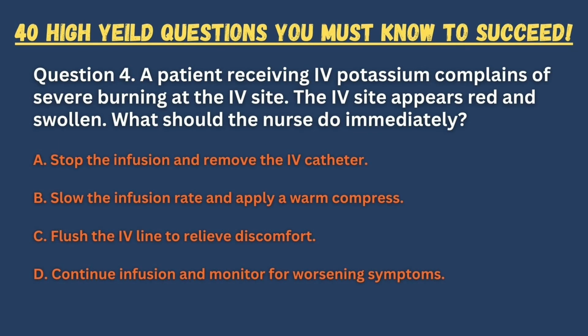A patient receiving IV potassium complains of severe burning at the IV site. The IV site appears red and swollen. What should the nurse do immediately? A. Stop the infusion and remove the IV catheter. B. Slow the infusion rate and apply a warm compress. C. Flush the IV line to relieve discomfort. D. Continue infusion and monitor for worsening symptoms.